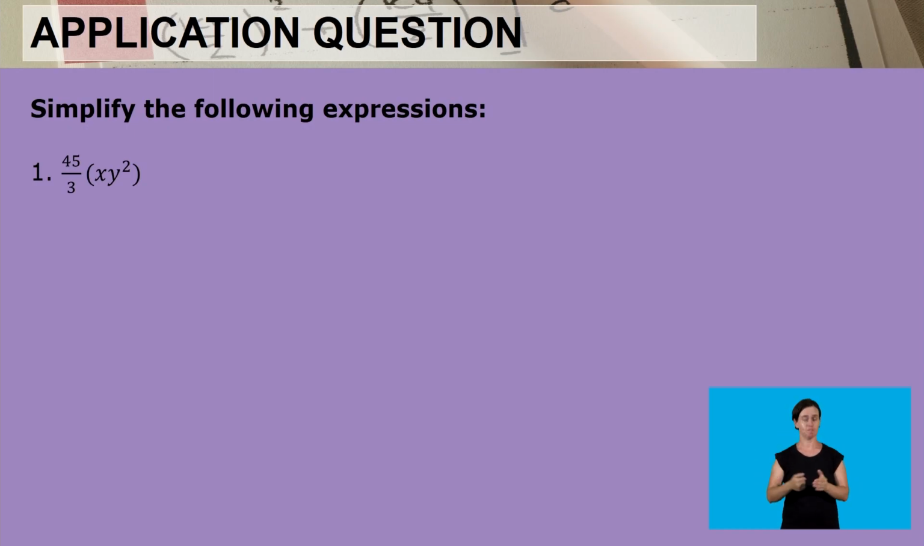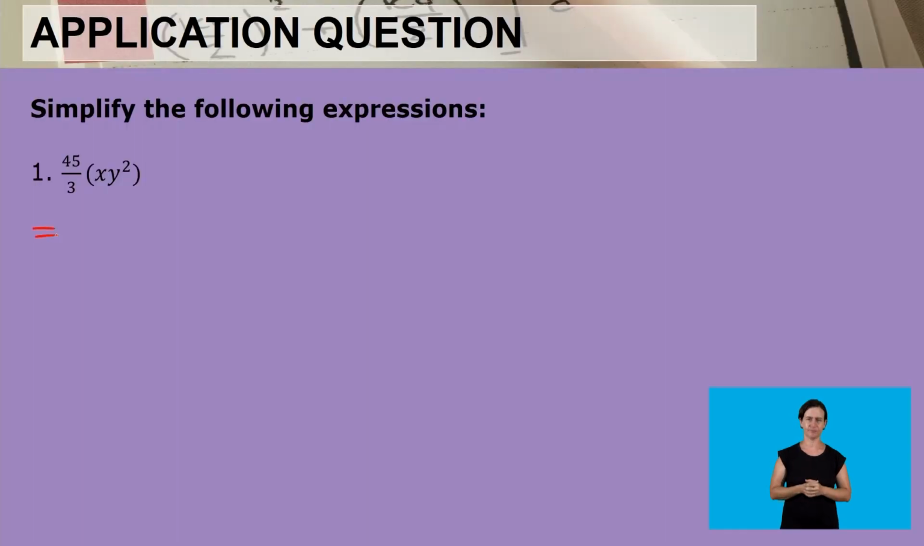xy squared. Now, remember, when we are simplifying these expressions, we need to remember our previous knowledge, and that is our exponent laws and how we multiply and divide polynomials. So let's see how we can work with that expression. So firstly, we have been given here a fraction 45 divided by 3. Now 45 divided by 3 is 15, so we can just say here 15, and then we have that x multiplied by that y squared.